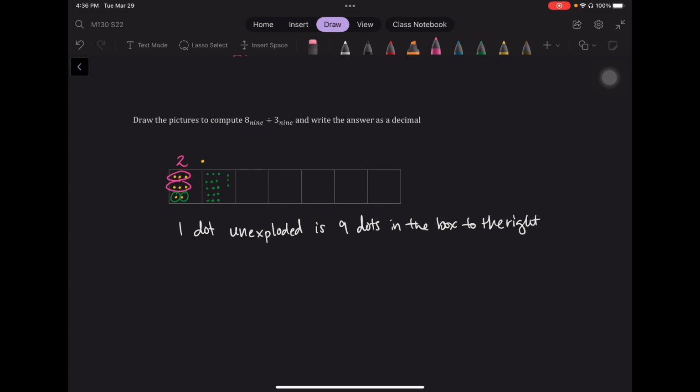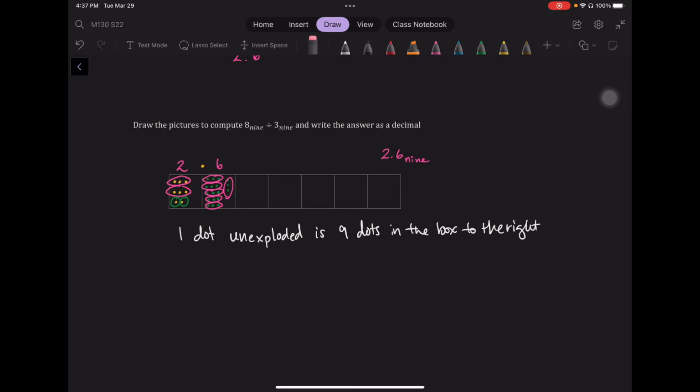Now, how many groups of 3 can I get? I can get 1, 2, 3, 4, 5, 6, and I have nothing left over, which means that that is 2.6 in base 9. You can use this process for any base as long as you remember what your dots represent when you are unexploding.